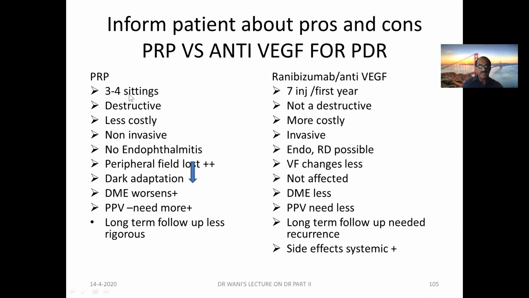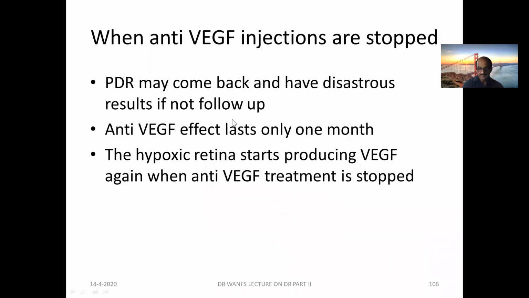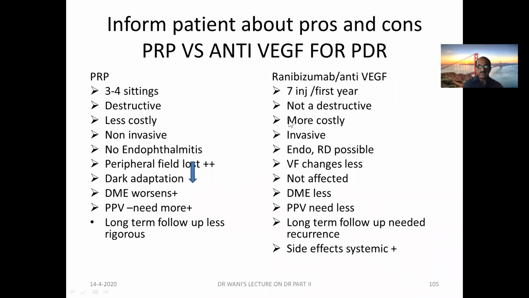In PRP, we have to take 3 to 4 sittings, whereas ranibizumab needs 7 injections at least in the first year. PRP is a destructive procedure. Ranibizumab is not a destructive procedure. PRP is less costly, whereas ranibizumab is more costly. PRP is non-invasive. Ranibizumab is invasive. There is no endophthalmitis with PRP, but endophthalmitis and RD are possible with injections.